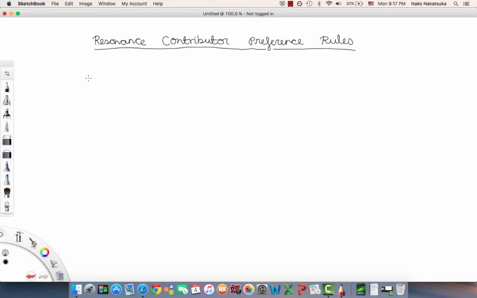I'm going to finish off the chapter about resonance by talking about resonance contributor preference rules. So now that I've shown you how to actually draw the resonance structures, now that you've drawn 2, 3, or 4 different structures for a particular molecule, how do you know which is the most likely, or which is going to be the biggest contributor out of the 3 or the 4 that you drew? Well, there's 6 rules that I'm going to go over, and rule number 1 is more influential than all of the other preference rules. And then rules 2 to 6 have no particular order of preference. I'm just going to list them in the order that I wrote them out.